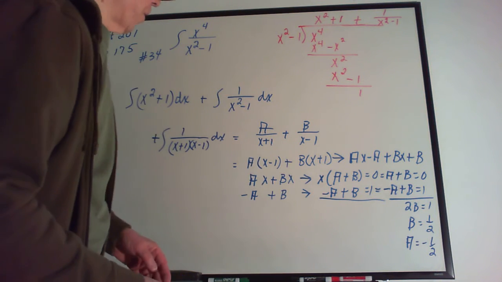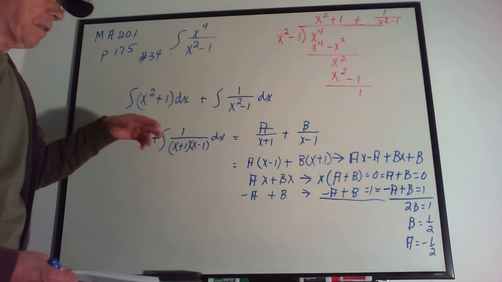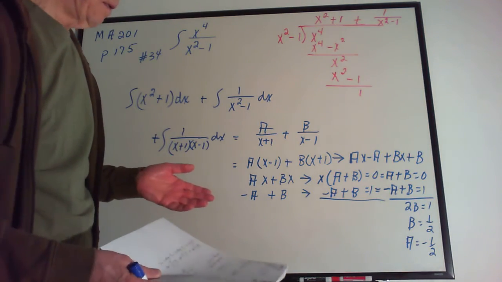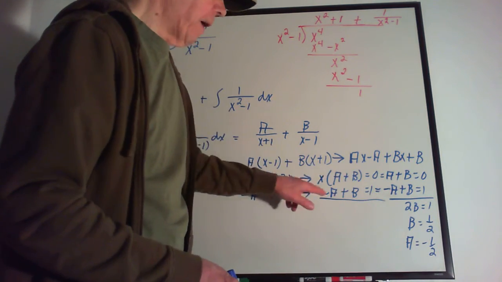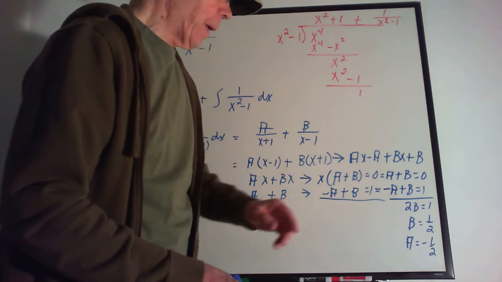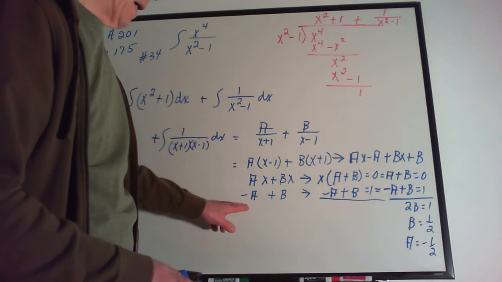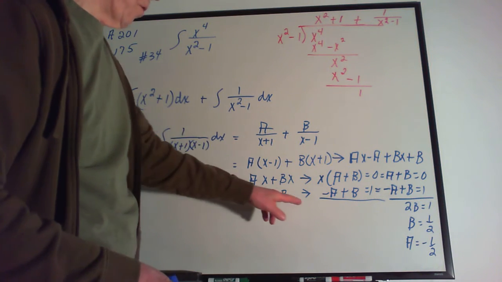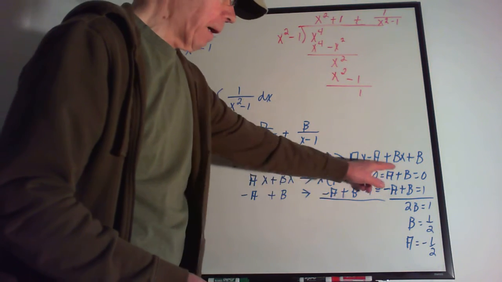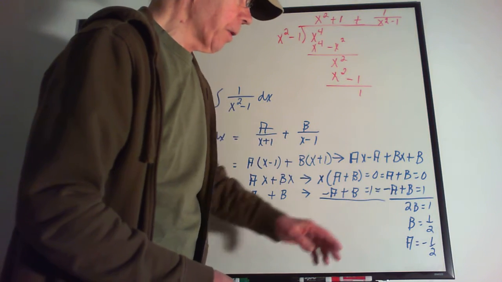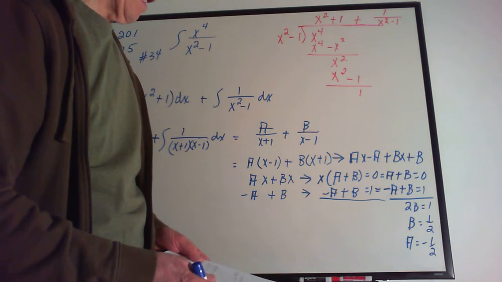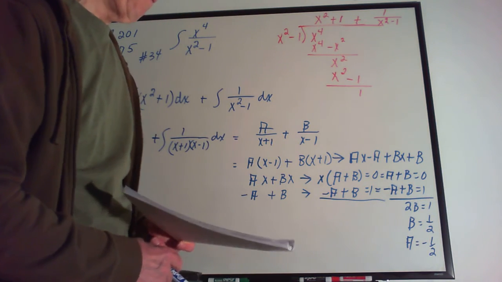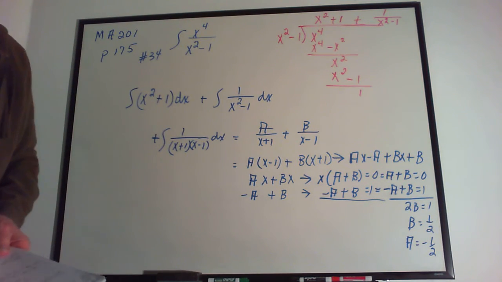All right. There's no x here, which means the coefficient, which is what A and B represent, is 0. So a plus b equals 0. Now minus a plus b, the coefficient here is 1. So now I have minus a plus b equals 1. I add them together, I get 2b equals 1, b equals 1/2, a equals negative 1/2.